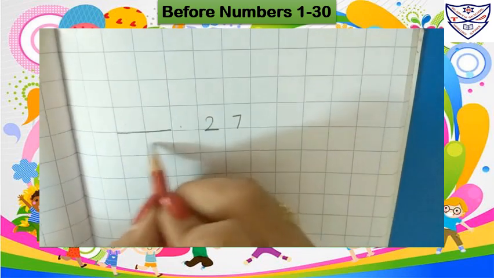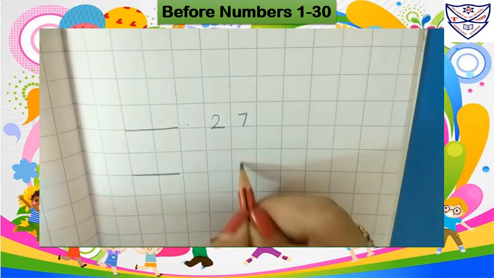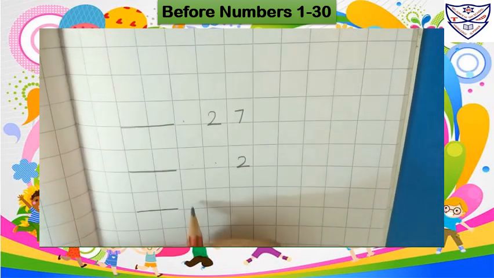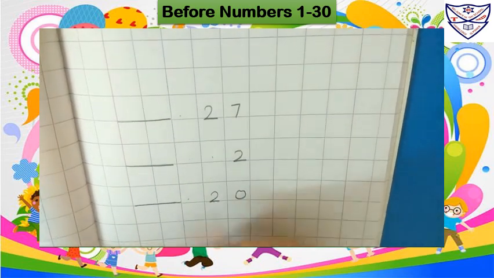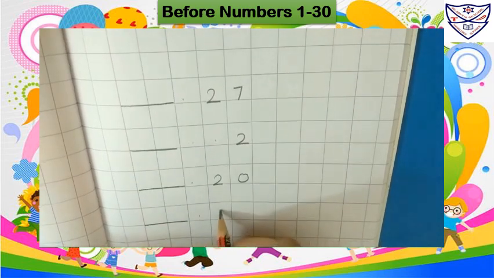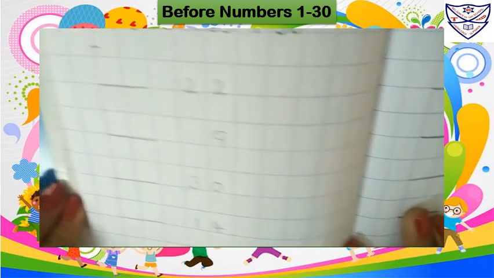Leave one line, put here small dash, leave two box, write here 2. Leave one line, put here small dash, leave one box, write here 20. Leave one line, put here small dash, leave one box, write here 17. Now we will fill before numbers.